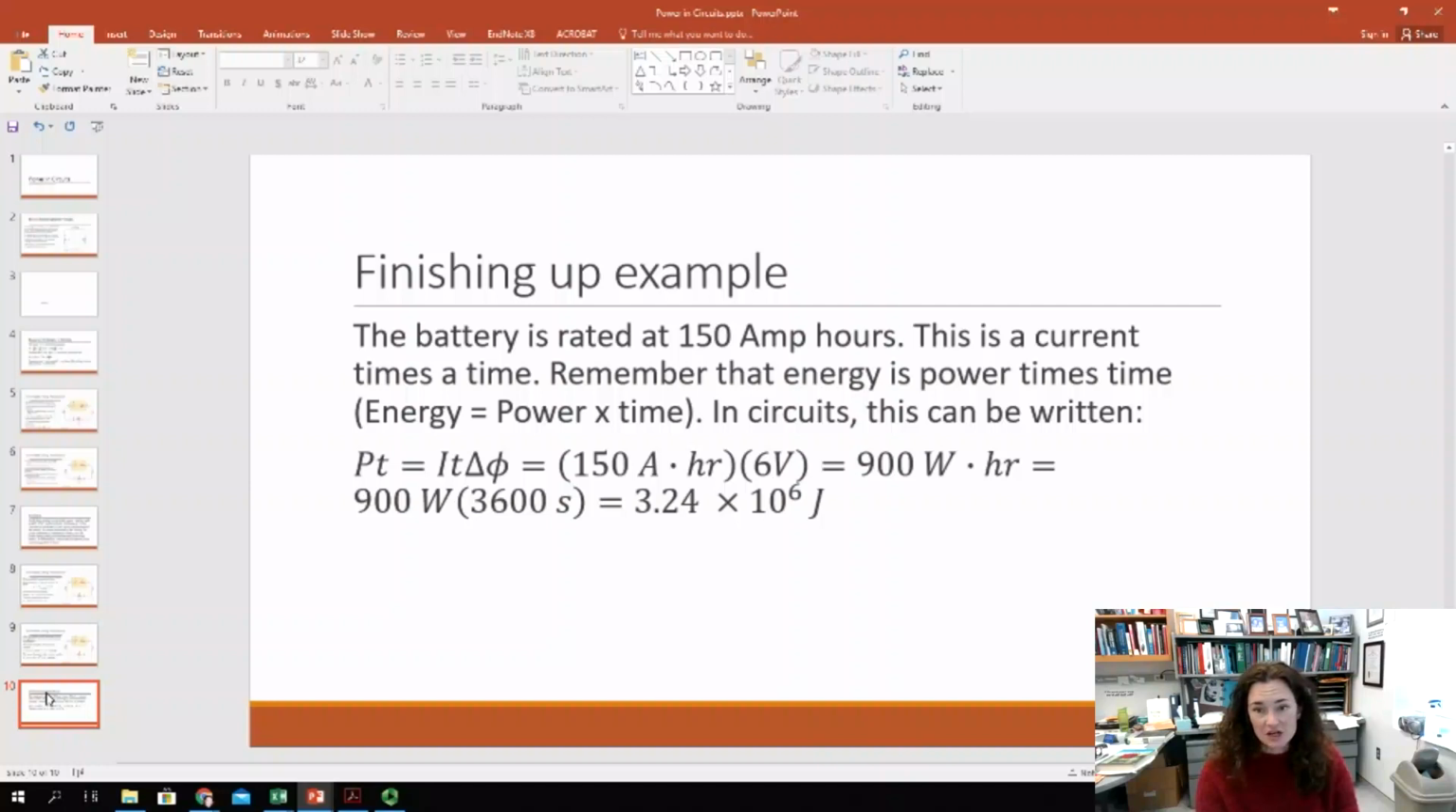So I times t is 150 amp hours, and now we multiply that times delta phi, 6 volts. That would give us 900 watt hours. Remember, a watt is a joule per second. So we need to convert an hour into seconds and then multiply it times that in order to get our energy in SI units. 900 watt hours is an energy, no problem, but it's really not one that's too easy to look at because of the way that we think of the units. So if we want it in joules, we have to multiply 900 watts times 3600 seconds, and that gives us 3.24 times 10 to the 6th joules.